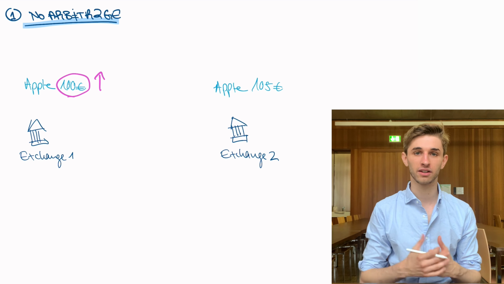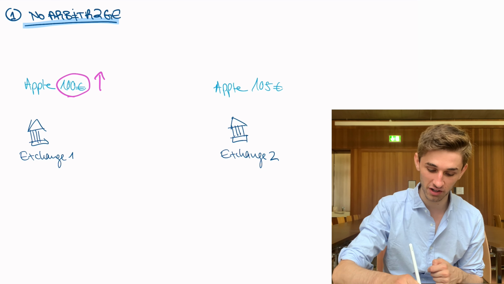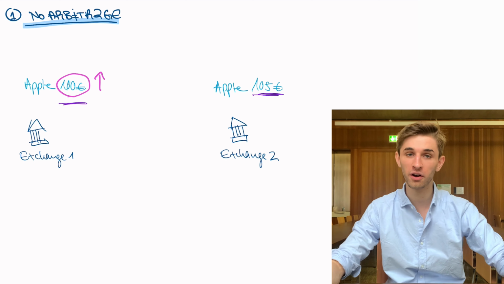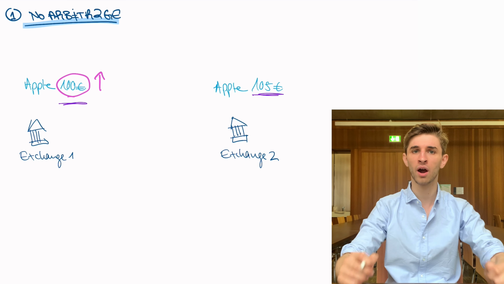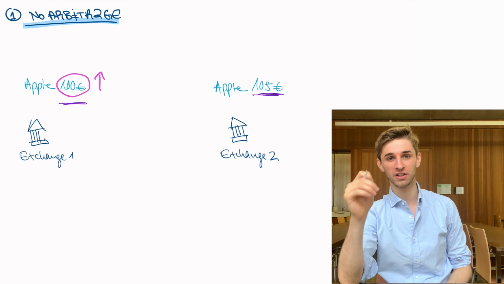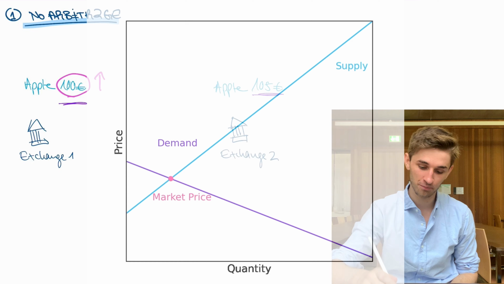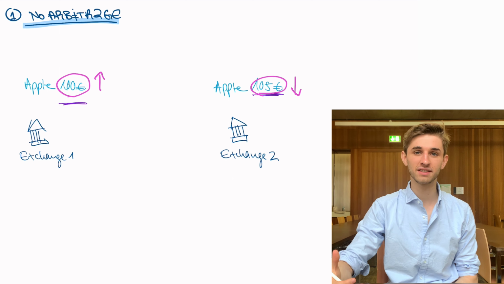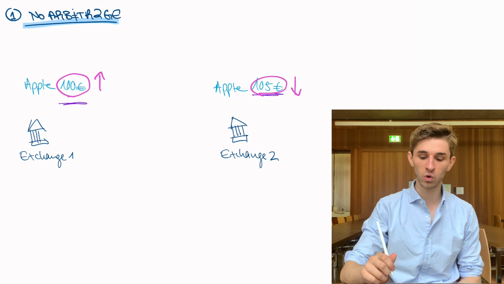And think about what happens at exchange 2. People who want to buy the Apple stock will think, well, I can buy this stock here for 105 euros, or I can go to exchange 1 and buy the stock for 100 euros. What will I do? No one will buy the stock at exchange 2 anymore, so demand will go down drastically. Once again, by the laws of supply and demand, the price will fall on exchange 2. So the price at exchange 1 will rise and the price at exchange 2 will fall, just to the point where the price is equal at both exchanges.